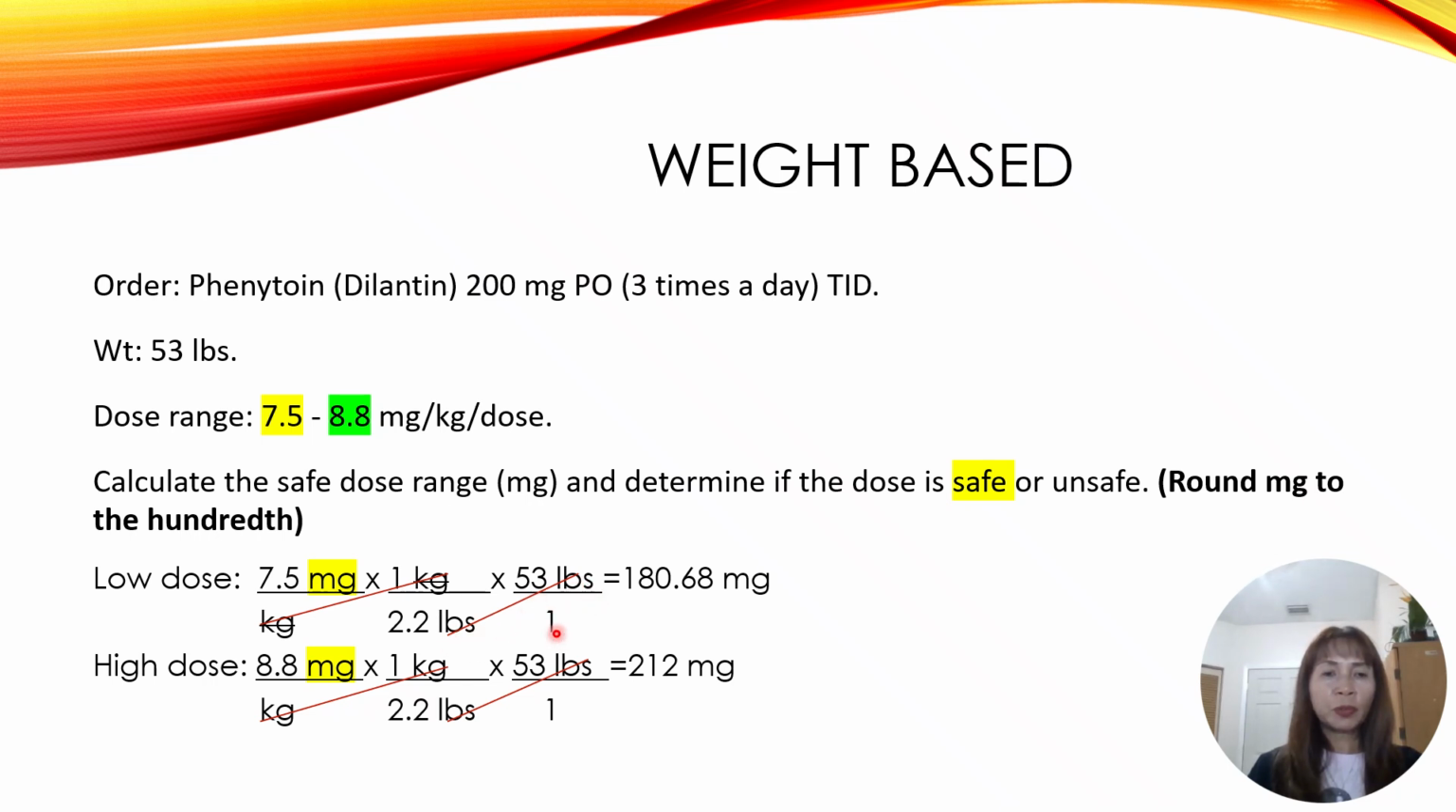So just put over 1 because you only have one patient. Now multiply 7.5 times 53 divided by 2.2. That will give us 180.68 milligrams.